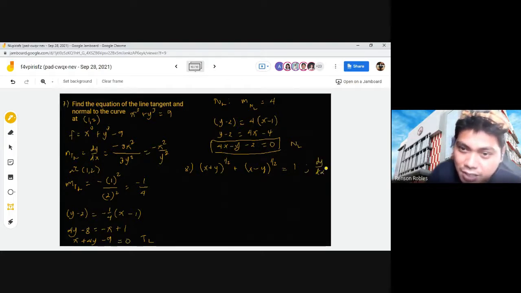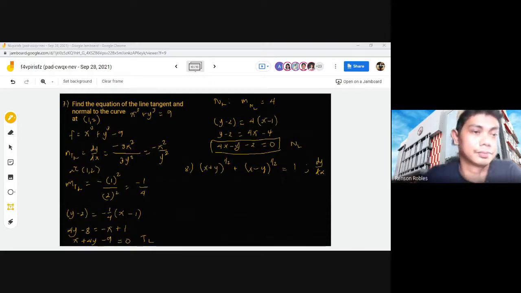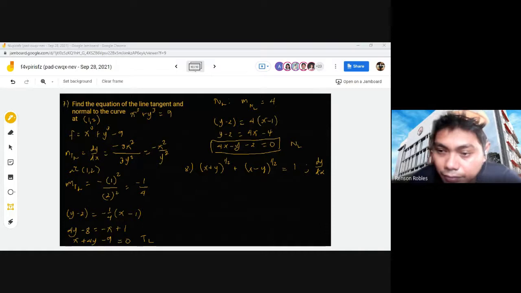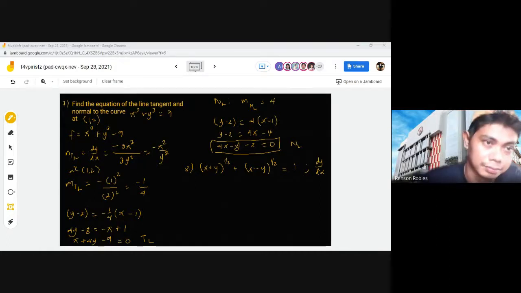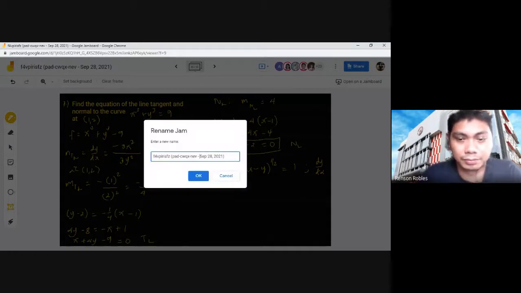Can you do this on your sheet? Implicit differentiation.